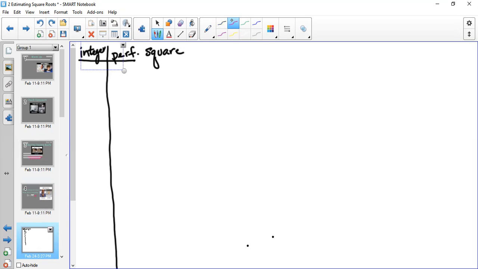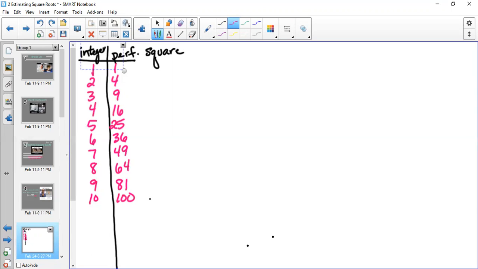All right, so if I start off with the integer of 1, 1 squared would be 1. If I did 2, 2 squared would be 4. 3 squared is 9. 4 squared is 16. And if I did 5, 5 squared is 25. 6 is 36. 7 is 49. 8 is 64. And as I go through these, remember we're going to have a quiz tomorrow on knowing all of these. 9 is 81. 10 is 100. And hopefully those are pretty easy for you to remember.